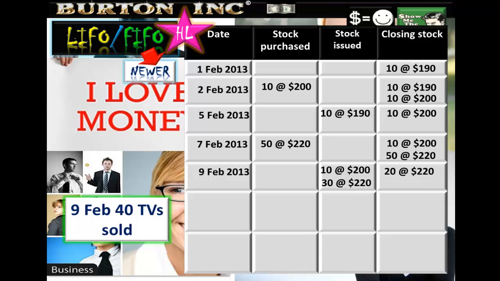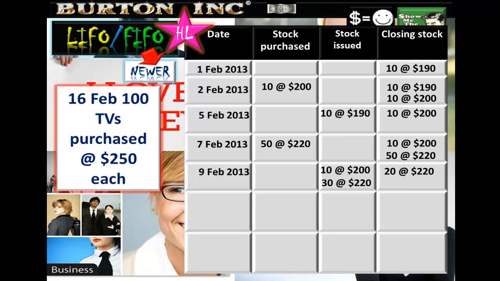So once we issued our older stock, we've got no more $200 TVs remaining in stock. All we've got now is 20s at 220. You can see that we're leaving ourselves with our newer stock. We're getting rid of our older stock. 16th of February, 100 TVs come in. We buy them in at $250 each. We add these TVs to our existing stocks, and our existing stocks are 20 TVs which we purchased at $220.